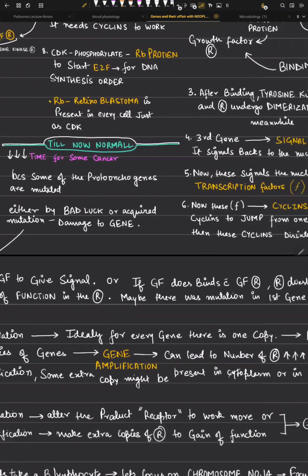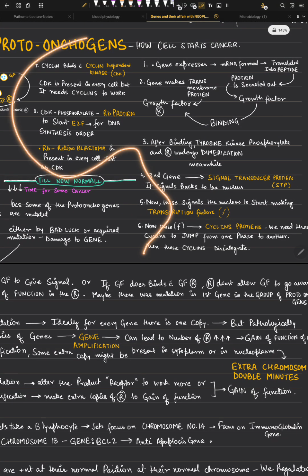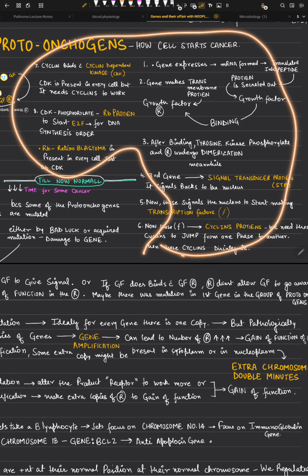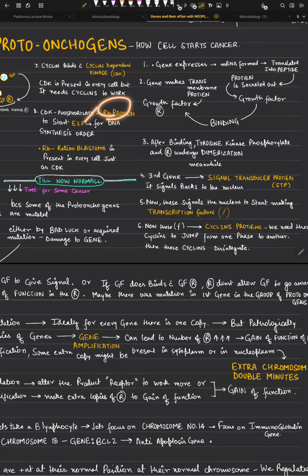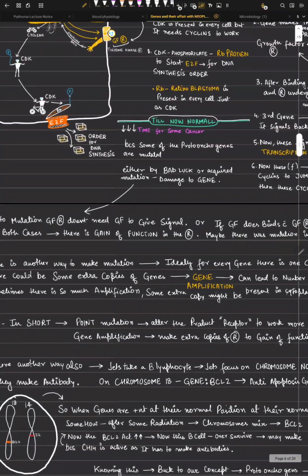Right, now imagine this was the whole normal thing, where the cyclin disintegrates and never binds to the cyclin-dependent kinase, and then the RB can never get phosphorylated. E2F just stays with the RB protein, and then E2F is kept in check. You will never have any sort of cancer. So it's time for some cancer.